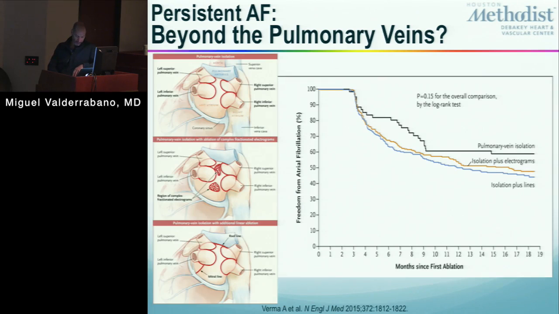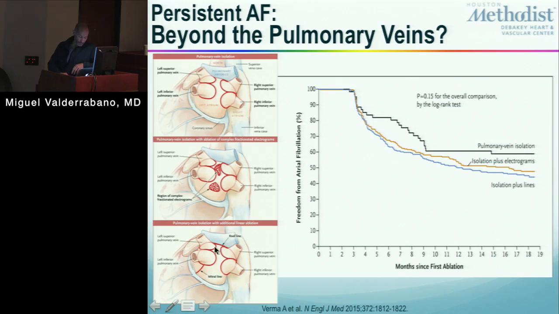This was also studied in another larger clinical trial published in the New England Journal 2 years ago, comparing pulmonary vein isolation alone, like this schematic, versus combined with ablation of complex electrograms. And this is very subjective, what you think is complex, what you see as rapid electrical activity. It's up to the operator's judgment, but areas where you saw those potentials were ablated on top of the pulmonary vein isolation.